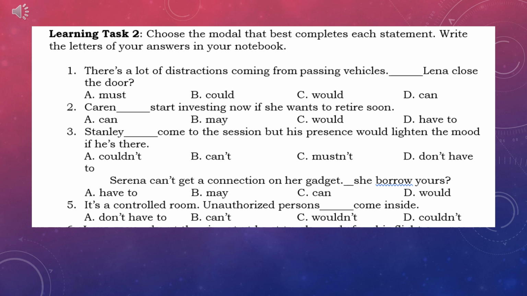Okay, let's have number five. It's a controlled room. Unauthorized persons blank come inside. Is it don't have to come inside? Can't come inside? Wouldn't come inside? Couldn't come inside? So what's the correct answer? It's letter C. Can't come inside. Okay, let's continue with numbers 6 to 10.